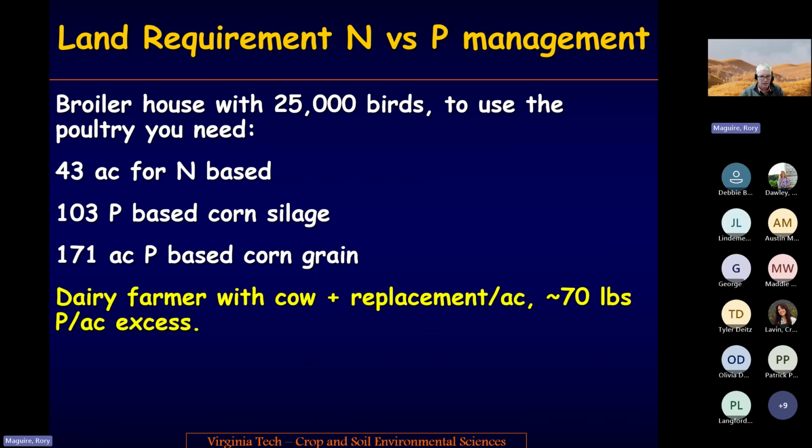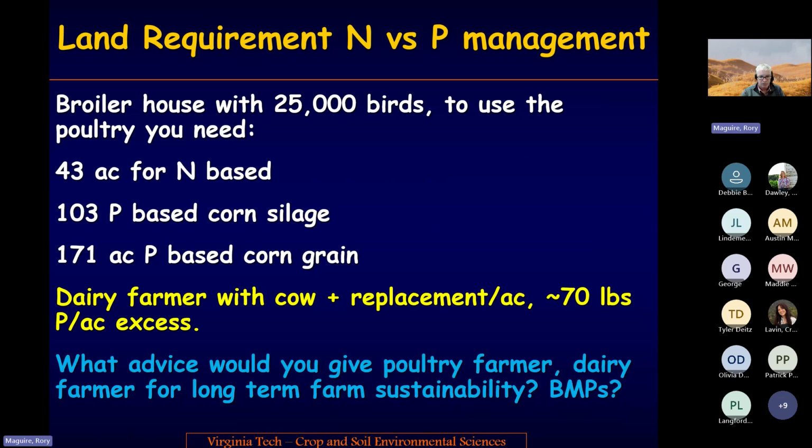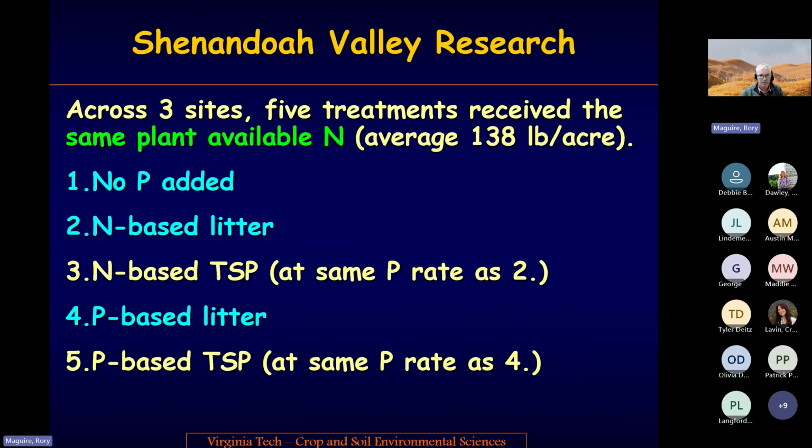So dairy farmers, they have an issue. If you have a cow plus replacement, you can end up with about 70 pounds per acre. So what advice would you give poultry and dairy farmers about long-term sustainability and BMPs? What can you tell them to try and do?